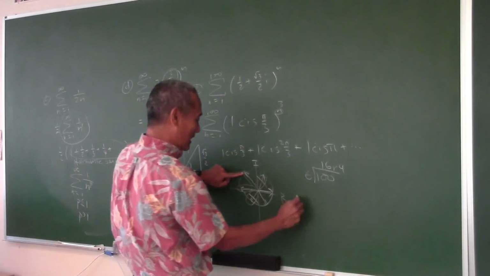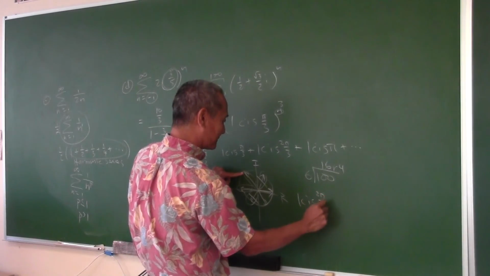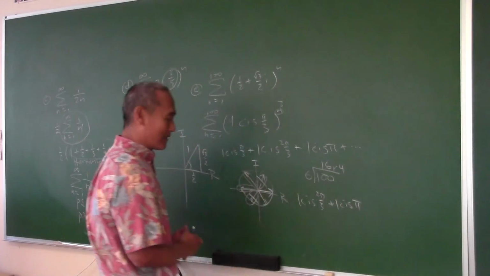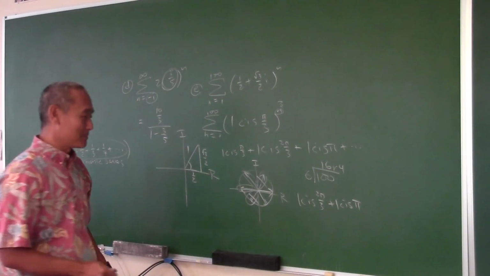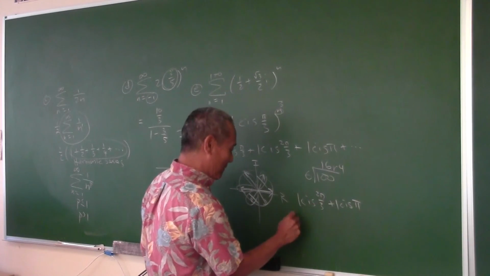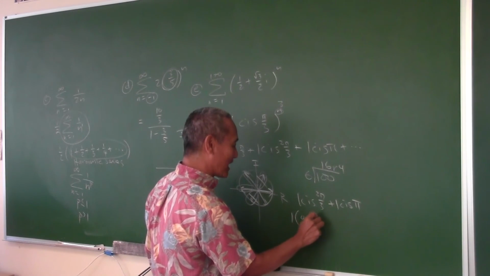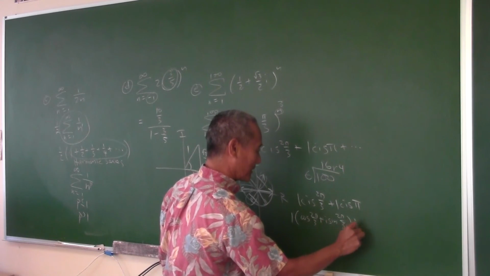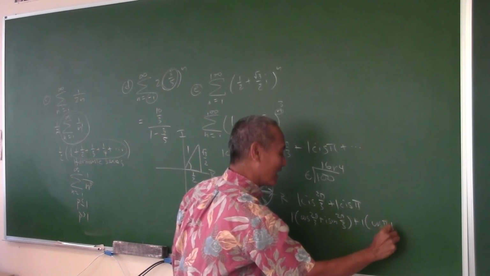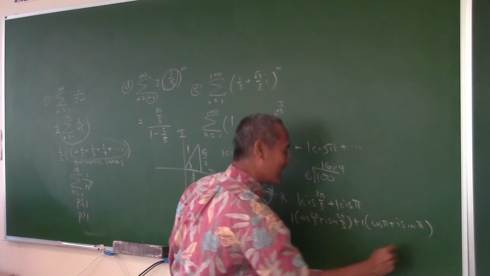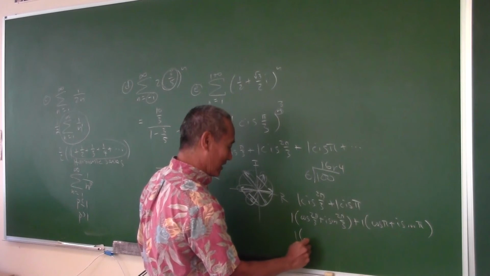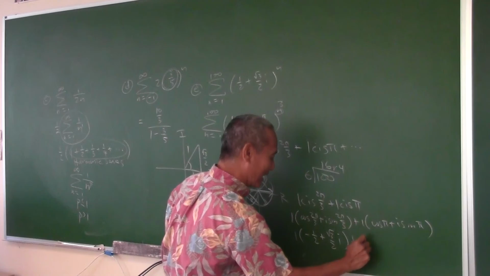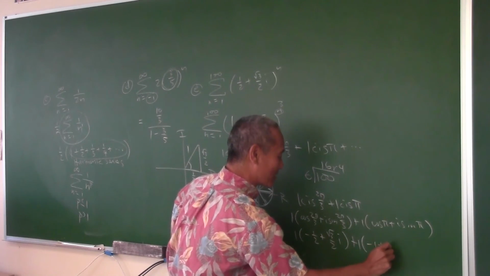Now, what's this one? That's 1 kiss 2 pi over 3. And what's this one right there? That's 1 kiss pi. And then, of course, now we change it back into a plus bi form. Now, of course, remember, KISS is an abbreviation for cosine theta plus i sine theta. And then you just got to know your trig values. Negative half plus root 3 over 2i. And then negative 1 plus 0i.